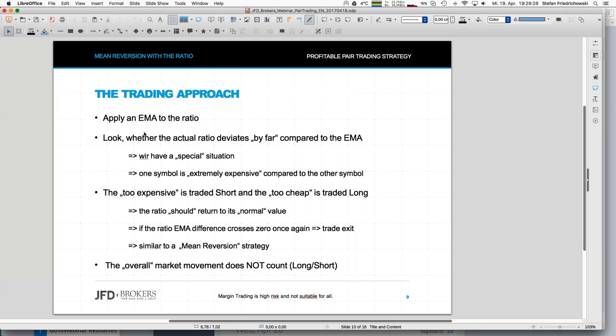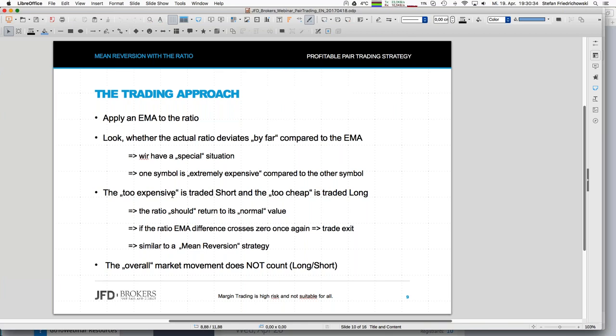The trade is now opened by the logic that what is too expensive will be traded short, and what is too cheap will be traded long. So we assume that the prices will converge once again and come together once again to the fair value of the typical ratio. Therefore, we trade one simply short and the other one long in the direction of the fair value of that ratio. So we assume that there will be a return, and that is what is traded. And when that ratio returns to that fair value, automatically our trade is profitable, and that's very good.